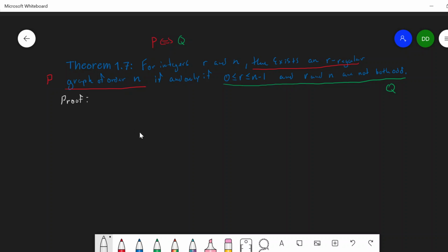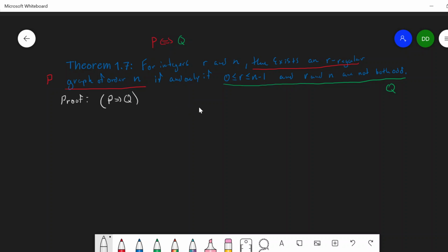Now the first sentence of the theorem says that the conditions are necessary, which is an immediate consequence of Corollary 1.5 and the fact that the degree of any vertex is always between 0 and n minus 1. So what this is establishing is that the condition is necessary, and we should look at Corollary 1.5 in order to do that. What we're proving first here is that P implies Q.